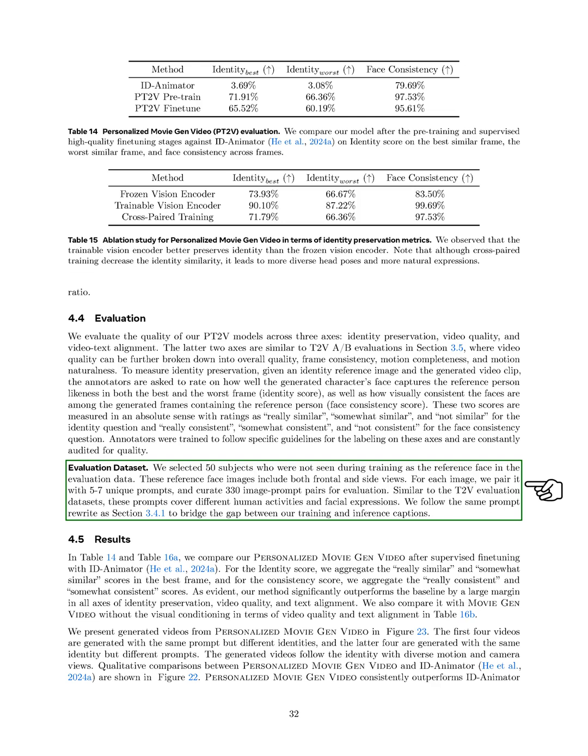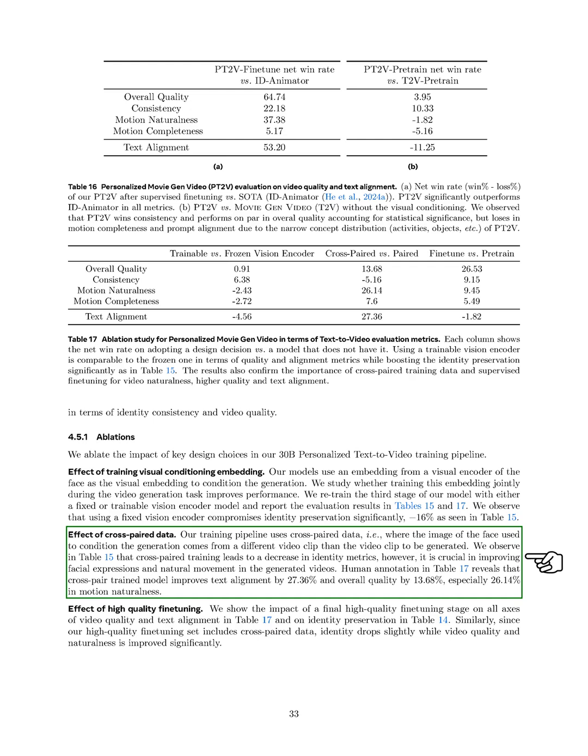Next, we look at the use of cross-paired data, where the face image used for generation comes from a different video clip than the one being generated. Our findings indicate that while cross-paired training reduces identity metrics, it is essential for improving facial expressions and natural movements in the videos. Human annotations show that this approach enhances text alignment by over 27% and overall quality by nearly 14%, particularly improving naturalness by about 26%.